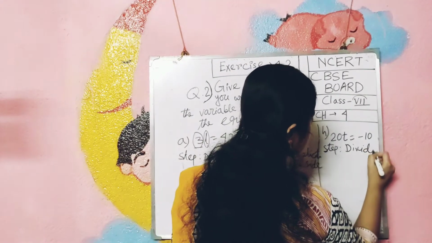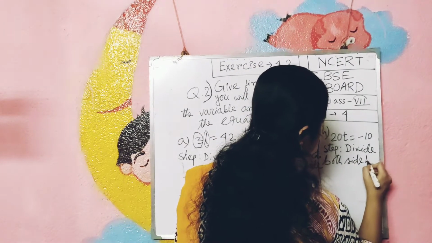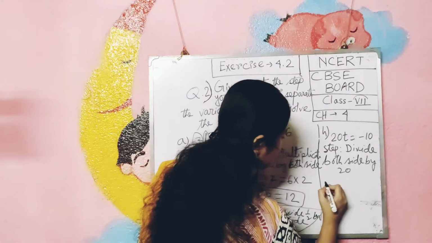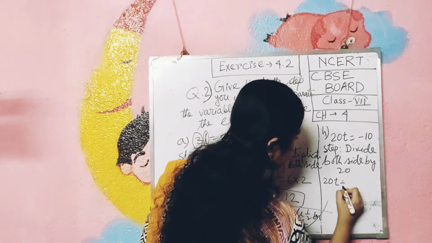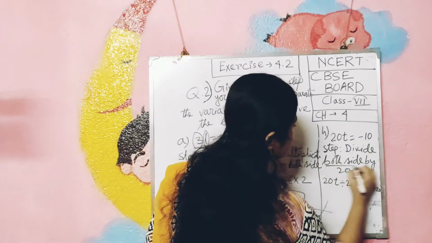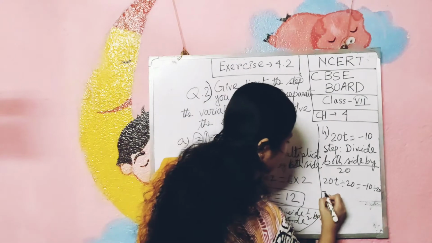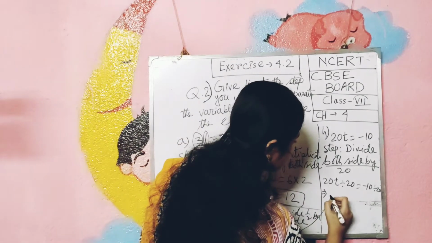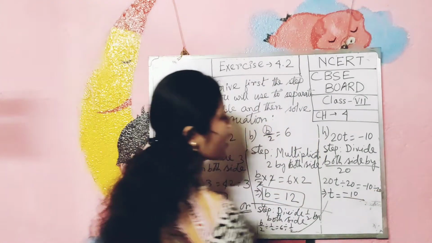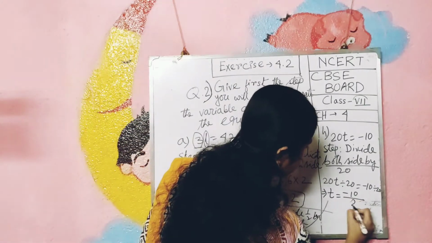Divide both sides by 20. So the equation will be 20t divided by 20 equals minus 10 divided by 20. Here we have to divide by 20 on both sides. So what will be the answer? 20t divided by 20 is t, and here minus 10 upon 20.